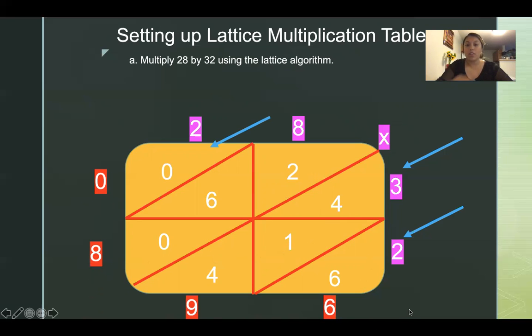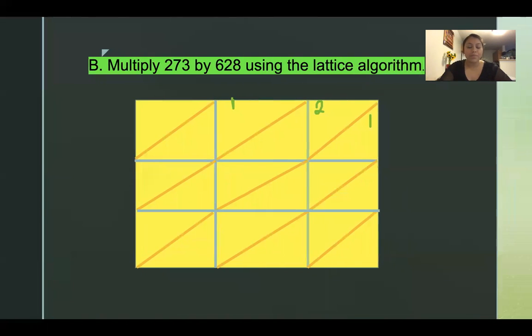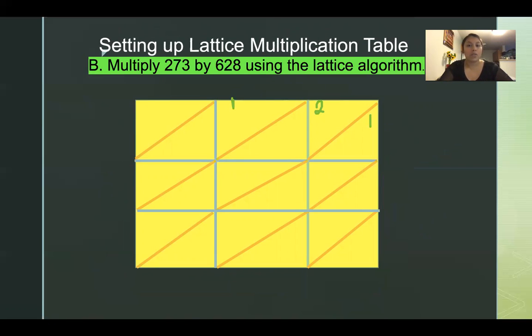896. This is a new version of math, which when I was growing up, we did it totally different. This is pretty neat. It's pretty fast and pretty convenient and pretty handy. Now, let's take a look at the second one. We're continuing to figure out the lattice multiplication table.